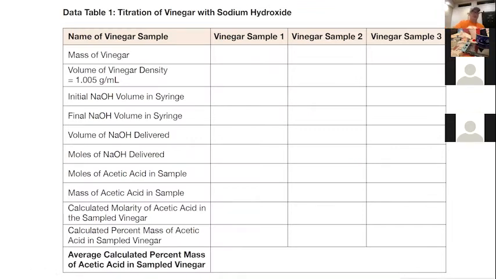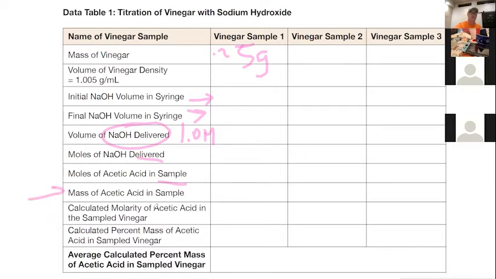So for the first data table, just put in each time what the mass of vinegar is. It should be around 5 grams, and then calculate the volume from that. What was the initial volume of sodium hydroxide in your syringe? What's the final? Calculate how much you actually delivered. What's the difference? And since that's 1.0 molar, how many moles did you titrate with, which should equal the number of moles of acetic acid in your sample?